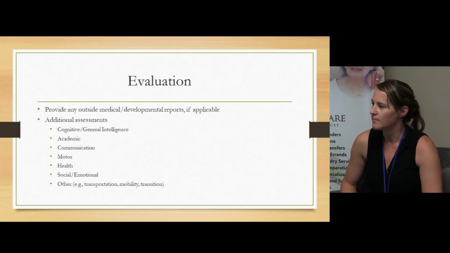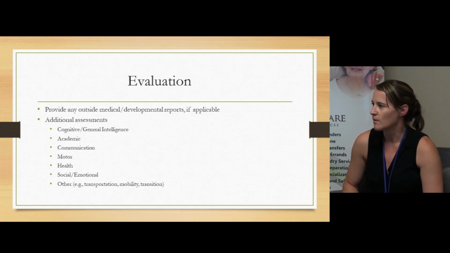And then other includes transportation. It's mainly for older students. Are they able to get on a bus and go to school like other kids their age? Mobility is around vision. Do they need support with a cane or anything like that? And transition services for those kids ages 18 to 21 who are transitioning from school into the workforce.